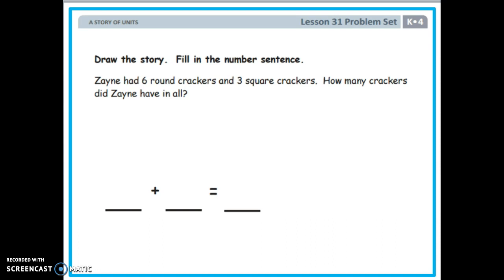The directions say, draw the story and fill in the number sentence. Zane had 6 round crackers and 3 square crackers. How many crackers did Zane have in all? I'm going to read that one more time. Zane had 6 round crackers and 3 square crackers. How many crackers did Zane have in all? So please pause this video and draw the round crackers and the square crackers and then write your number sentence.